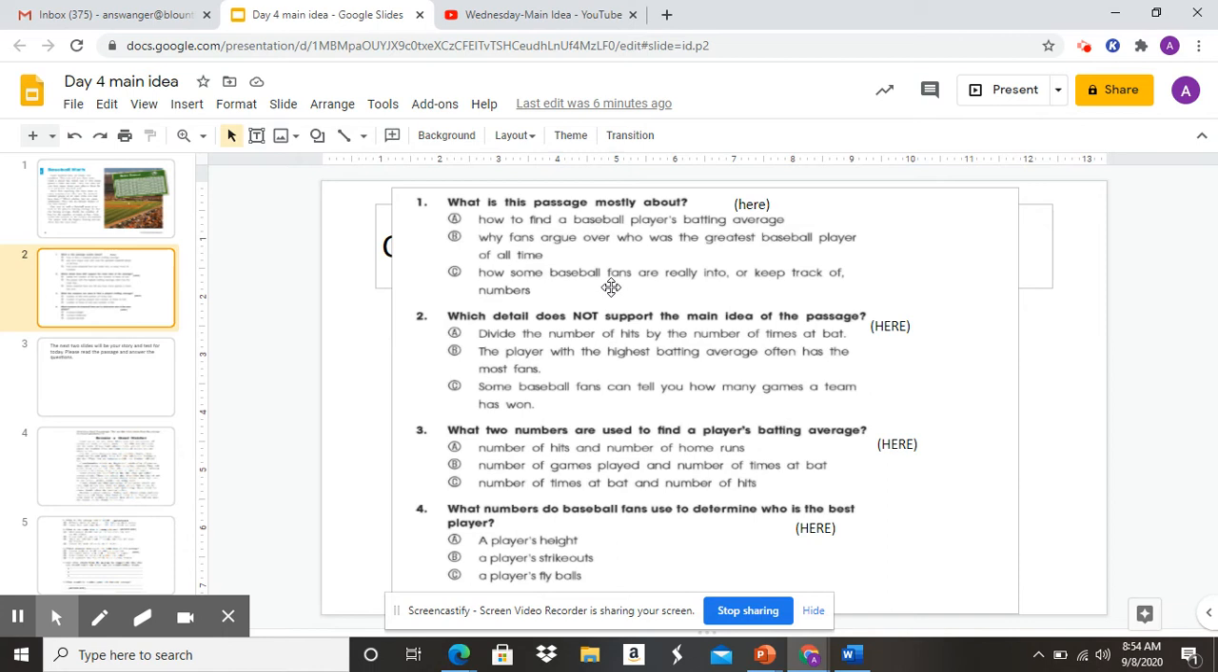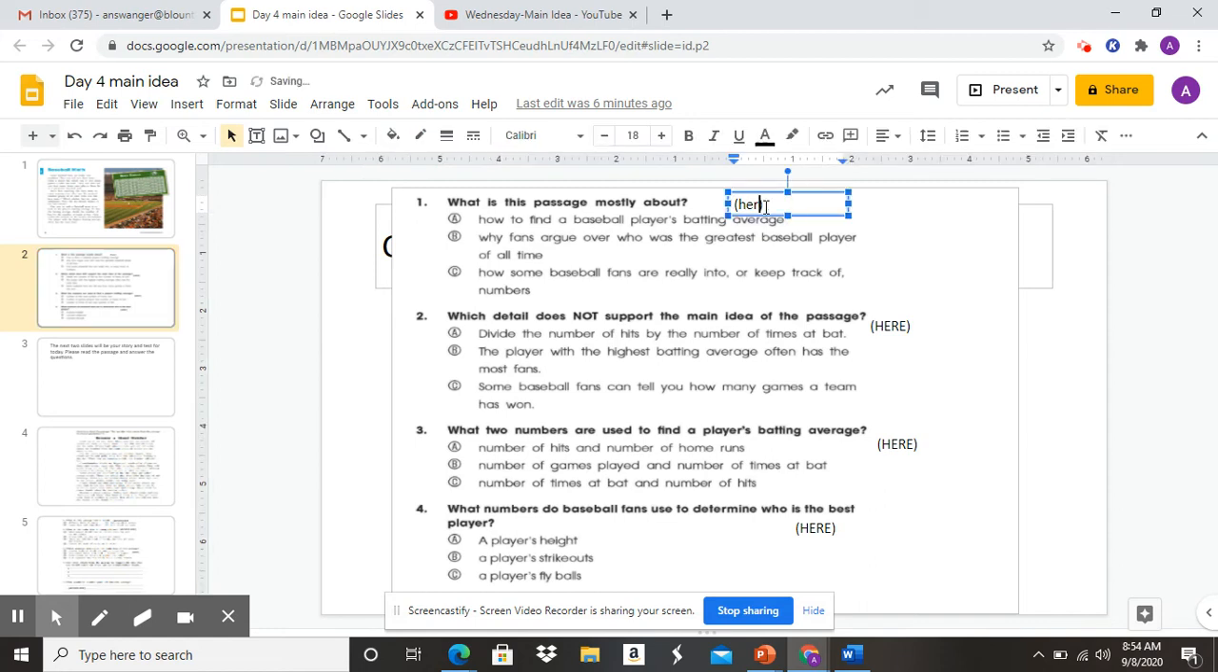So I think what this passage is mostly about is C, how some baseball fans are really into or keep track of numbers. So I'm going to type my answer there. And it is C.